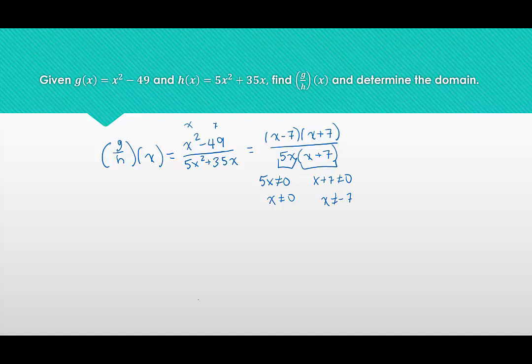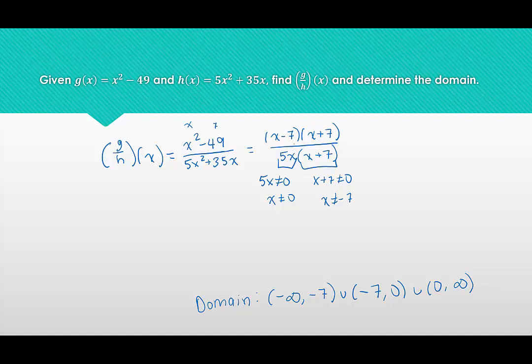So we're going to take all real numbers, but we're going to pluck out negative 7 and 0 from those real numbers. So the domain will be from negative infinity all the way until we get to negative 7. We can plug in any number between negative infinity and negative 7. We can plug in any number between negative 7 and 0. And we can plug in any positive number, any number bigger than 0. But we can't plug in 0 or negative 7. Remember, we want to simplify after we find the domain.